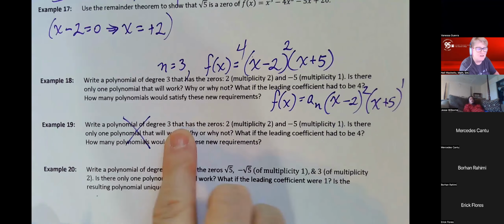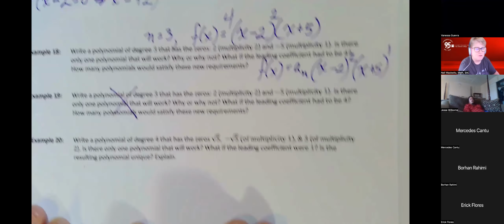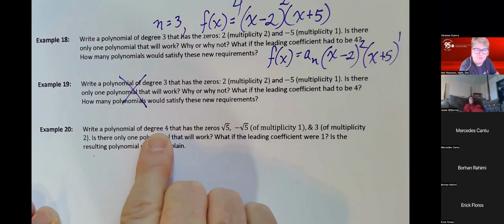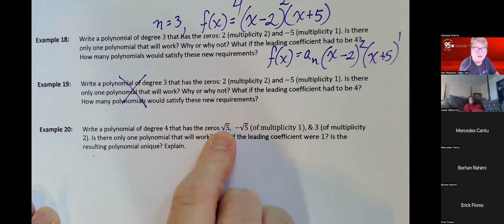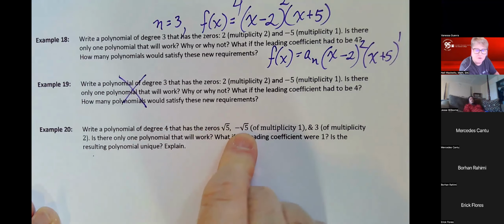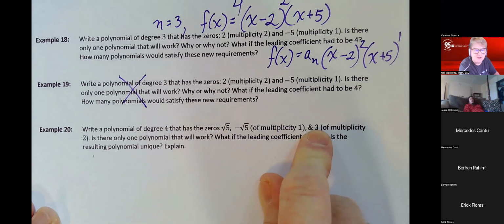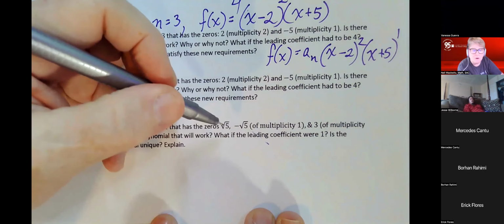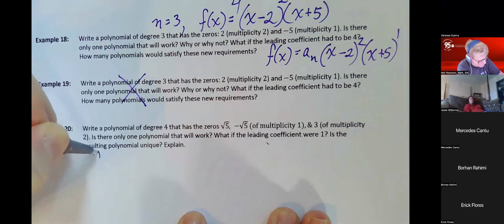And I noticed that the second question is exactly the same as the first. So let's look at example 20. We want a polynomial of degree 4 that has zeros at square root of 5, negative square root of 5, and 3. How do I write a 0 of 5? What factor does that come from?